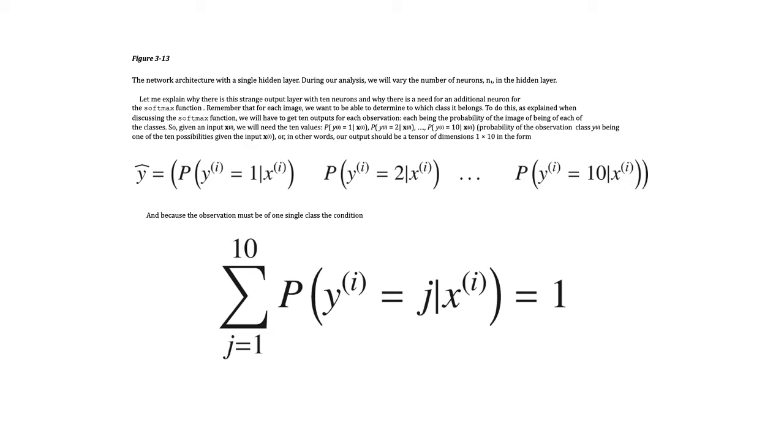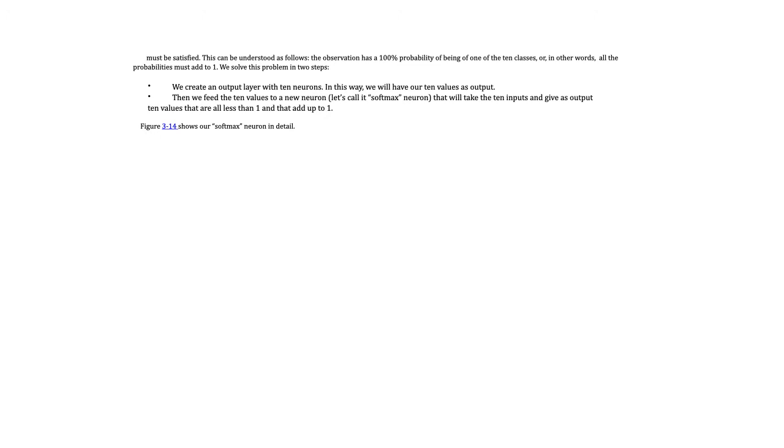So, given an input xi, we will need the 10 values p(yi = 1 | xi), p(yi = 2 | xi), up to p(yi = 10 | xi), the probability of the observation class yi being one of the 10 possibilities given the input xi, or, in other words, our output should be a tensor of dimensions 1-10, and because the observation must be of one single class, the condition must be satisfied. This can be understood as follows: the observation has a 100% probability of being of one of the 10 classes, or, in other words, all the probabilities must add to 1.